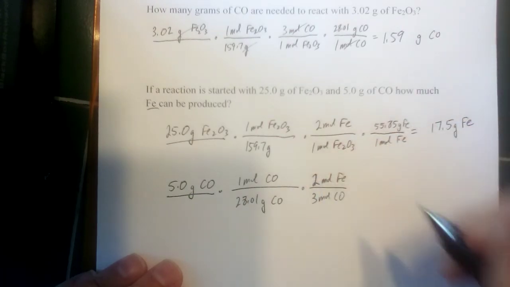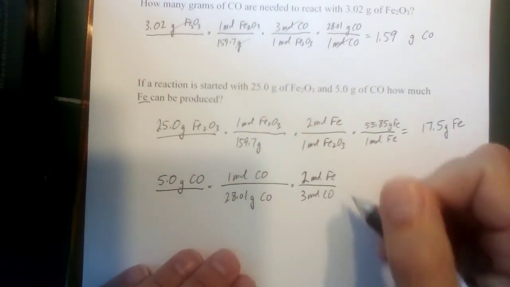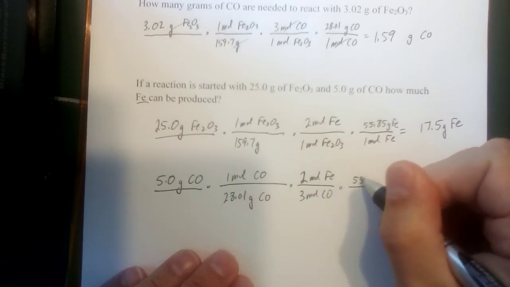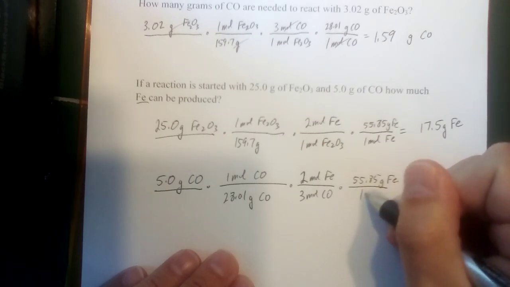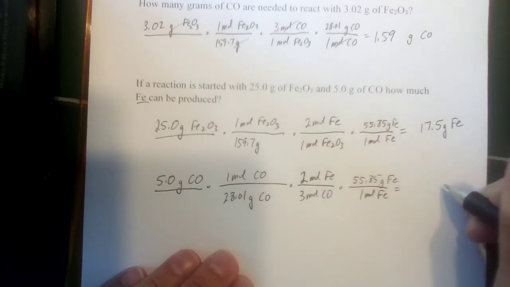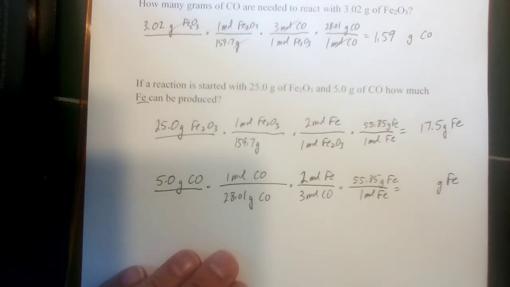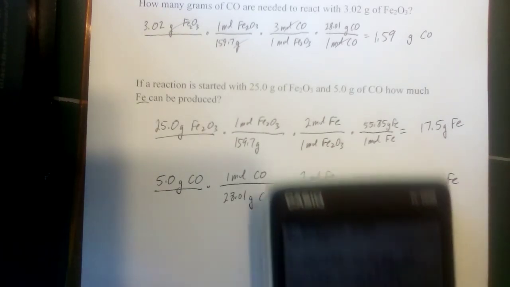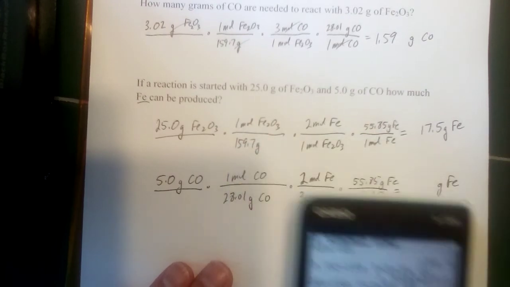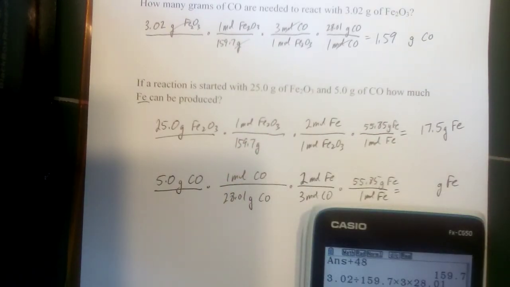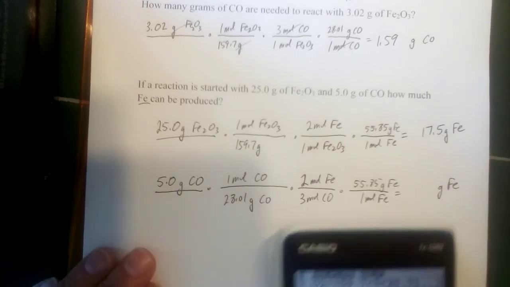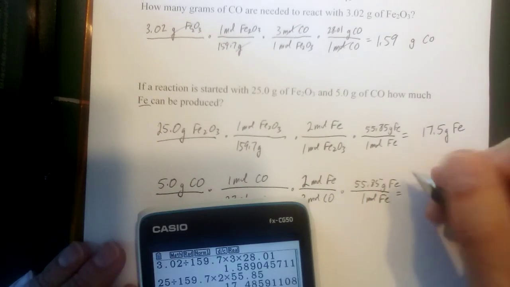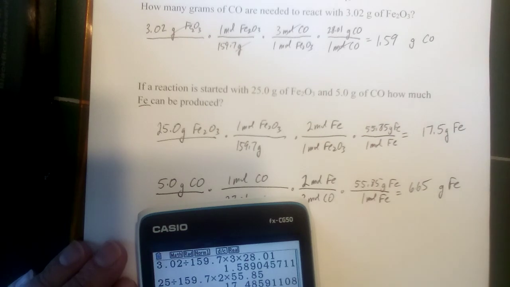So that's a 2, a little bit like a 1, the way I first wrote it. And if we want grams for comparison, we'll do the molar mass of iron here again. 55.85 grams of iron is equivalent to 1 mole of iron. That would give us the mass of iron that could be produced if we use up all of the carbon monoxide. So 5 divided by 28.01 times 2 divided by 3 times 55.85. 6.65. That is a much smaller number.